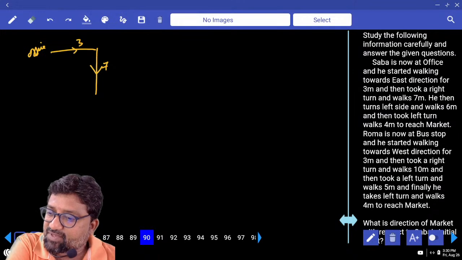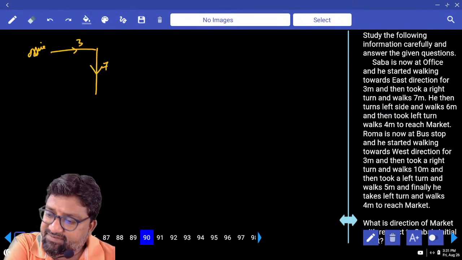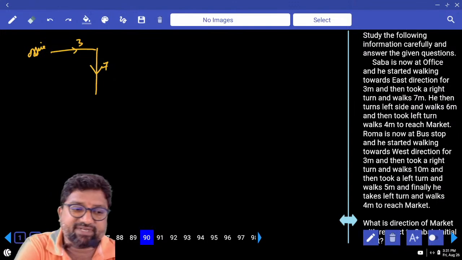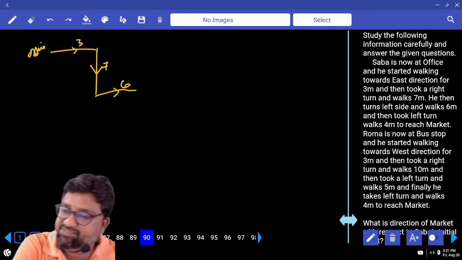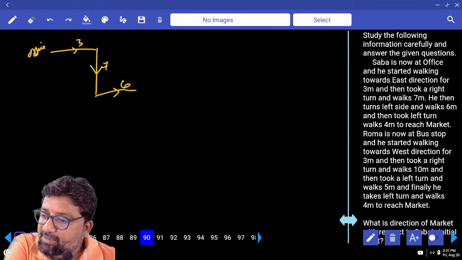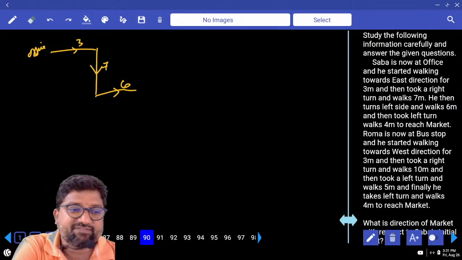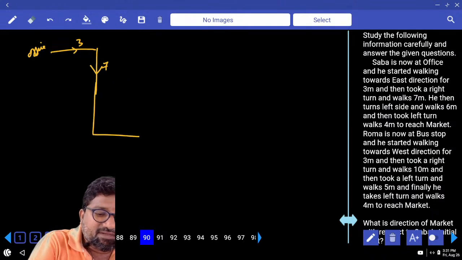Then she turns left side and walks for 6 meters. Left of south is your right. And what's the distance? 6. And then took a left turn. I'll just extend this number 7 line. This is 6, and again took a left turn. And what's the distance traveled?